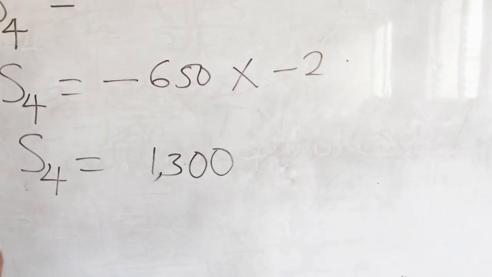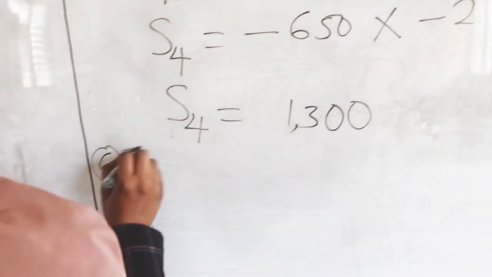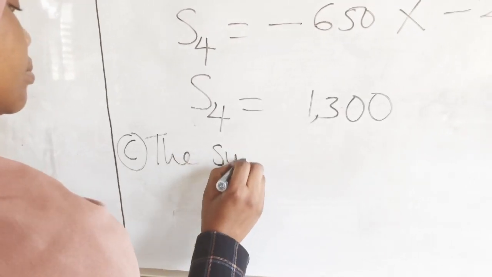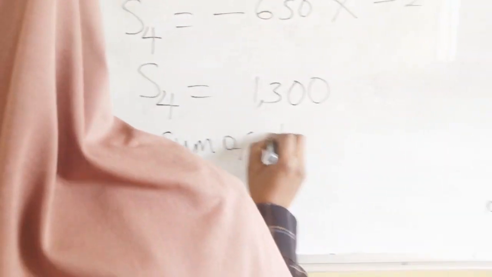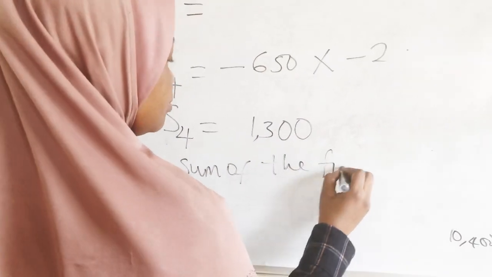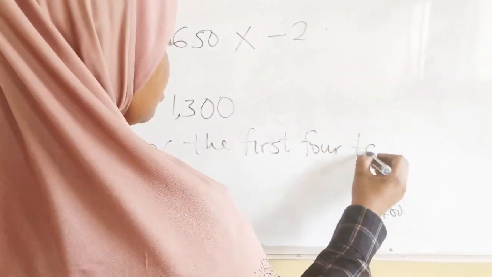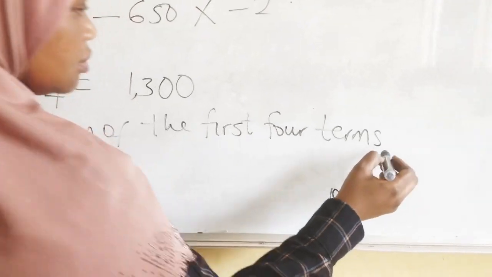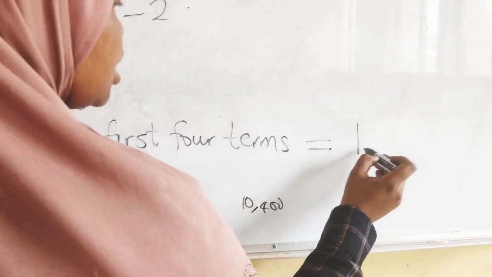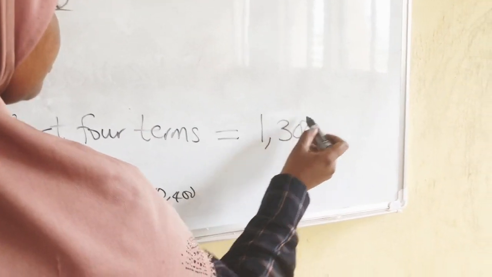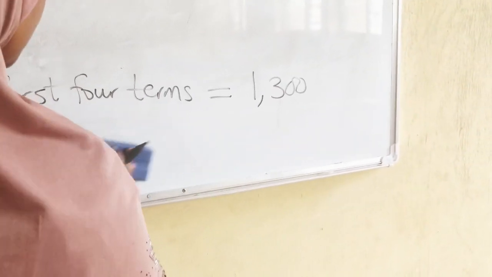1300. So the sum of the first 4 terms is equal to 1300. So that is the answer.